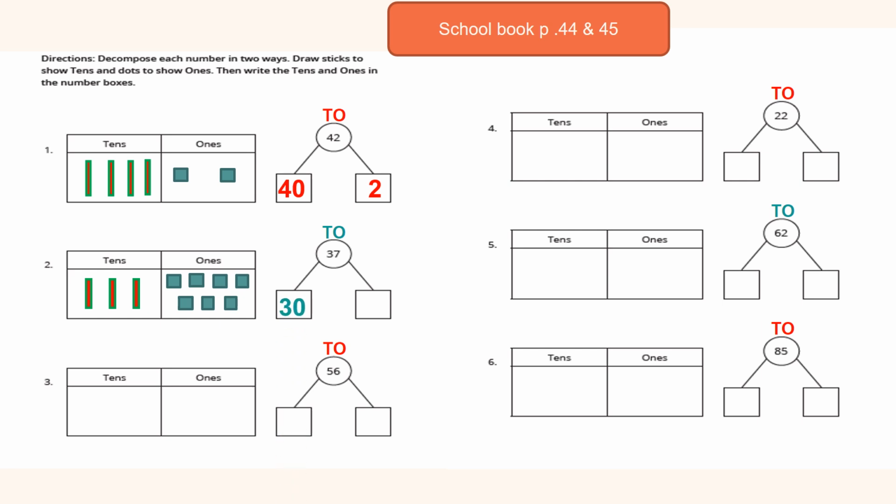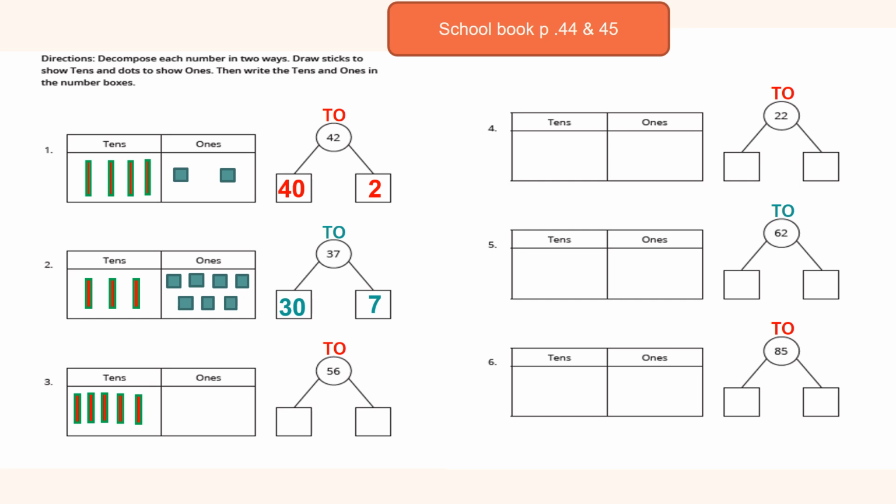Number 3, 56. Let's draw sticks in tens, small squares in ones. How many numbers do we have in tens? 5. So we will draw 5 sticks in the tens box. How many numbers do we have in ones? 6. So we will draw 6 small squares in the ones box.